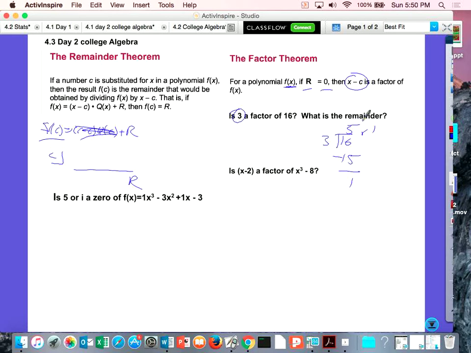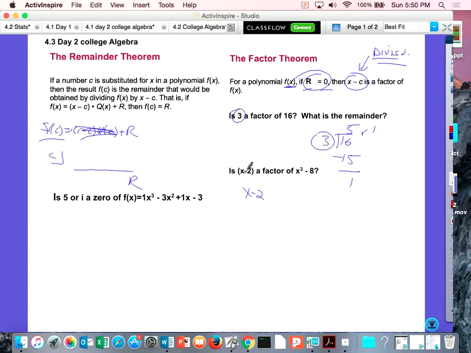The remainder is 1. So unless the remainder is 0, that divisor, this is the divisor we're talking about, the thing that we're trying to divide in there, the thing we're trying to see if it's a factor of it. Is this a factor of this? No, because when you divide it in as a divisor, it doesn't divide in evenly. Okay?